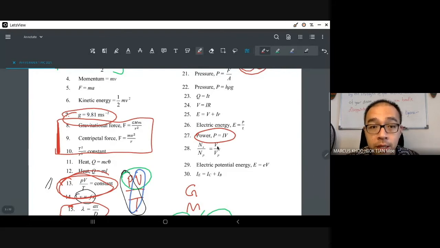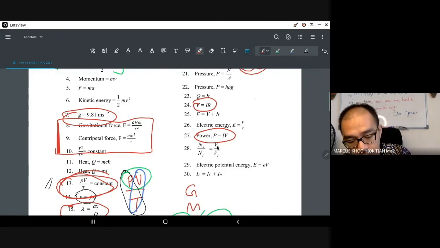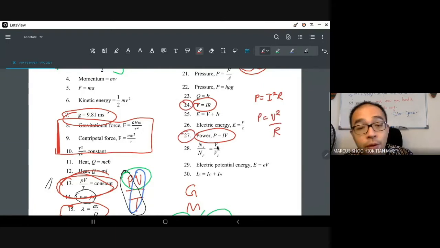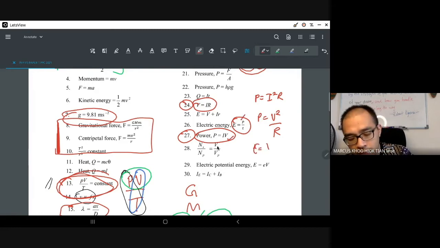Okay, but if you combine this and this, you can actually come up with the other two formulas, which is P equals to I squared R and P equals to V squared over R. Kita gabungkan this formula and this formula. That's why they will only give you one power formula. They won't give you all three because it doesn't make sense. Same like energy. If you already know the power, you know that you can count the energy. Energy is VI over T, or energy is, so on and so forth lah.